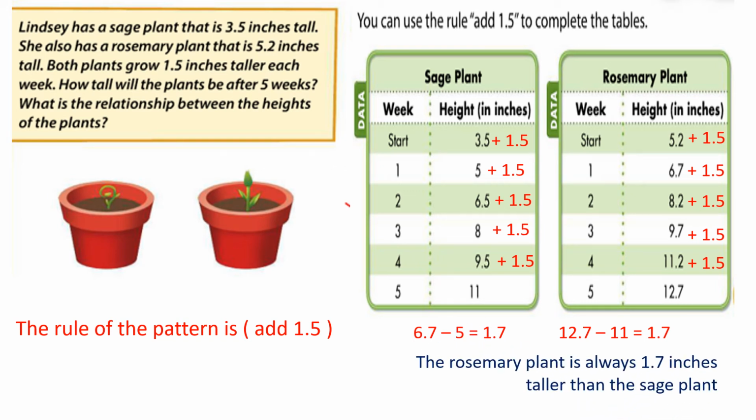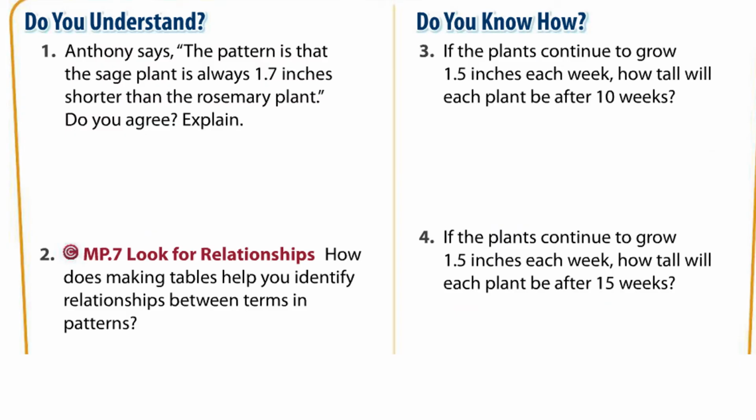So what is the relationship again? Just subtract the height of those plants, okay? But for the same week, for the first week together, for the second week together, for the third week, and so on. So usually the rosemary plant is always 1.7 inches taller than the sage plant, or you can say it another way, the sage plant is always 1.7 shorter than the rosemary plant. Okay, guys?